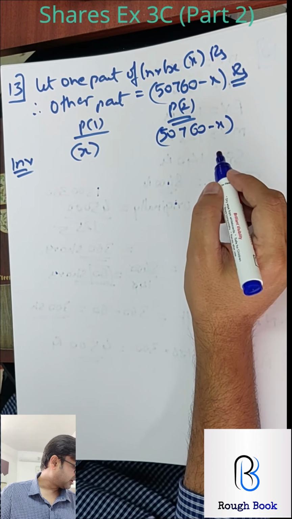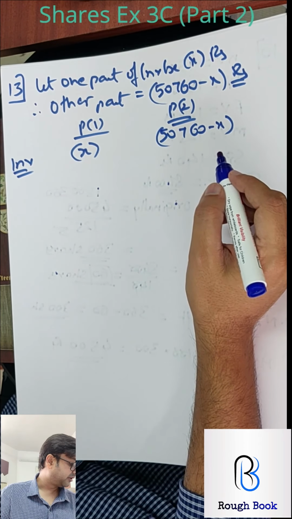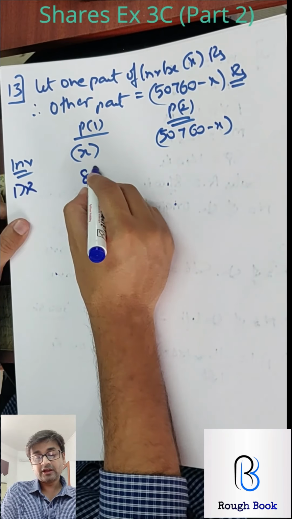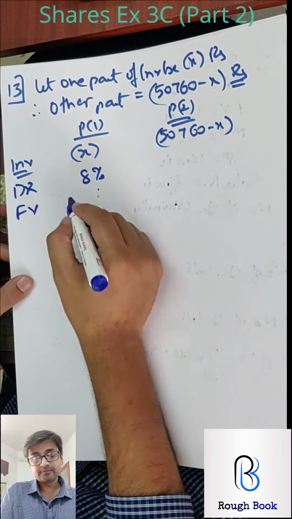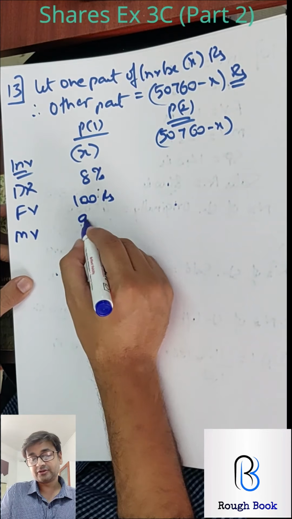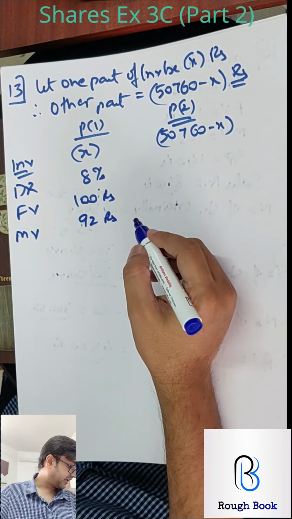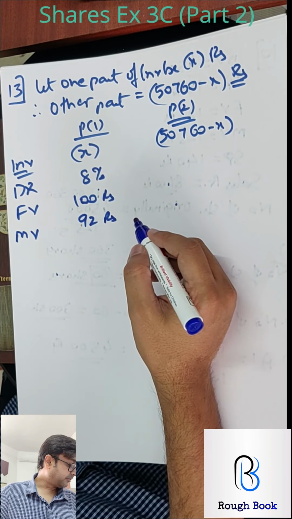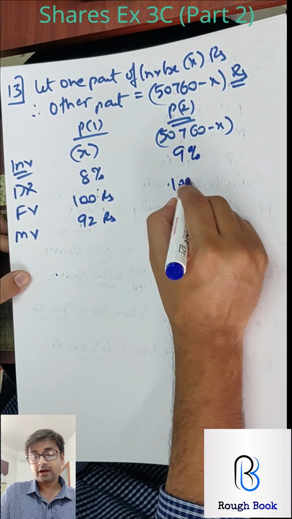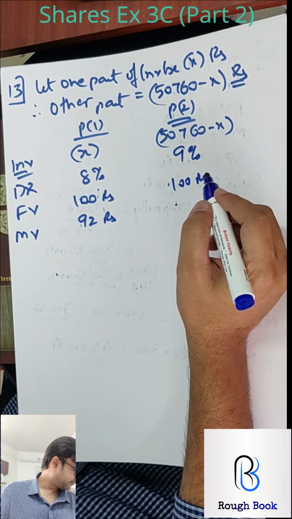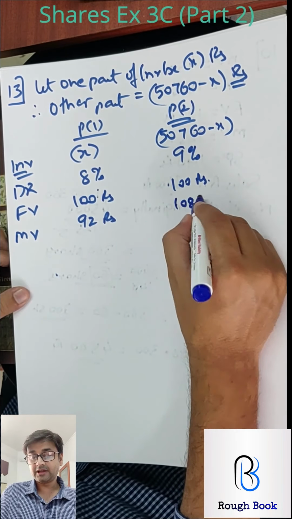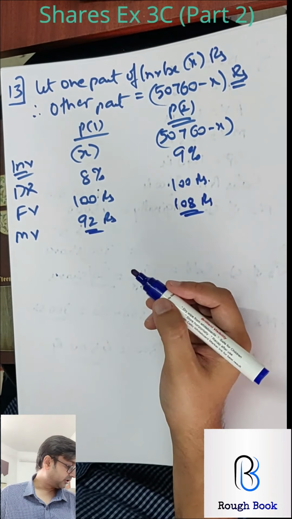They further say, such that one part is invested in 8%, 100 rupees at 8% discount. So dividend rate 8%, face value 100 rupees, and market value discount of 8%, so 92 rupees. Whereas the other part, 9%, 100 rupees, 8% premium. So 9%, 100 rupees, and how much premium? 8% premium, so it becomes 108 rupees. Correct? Further, what do they say?